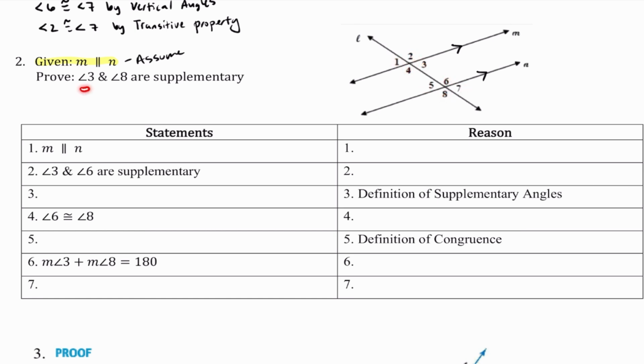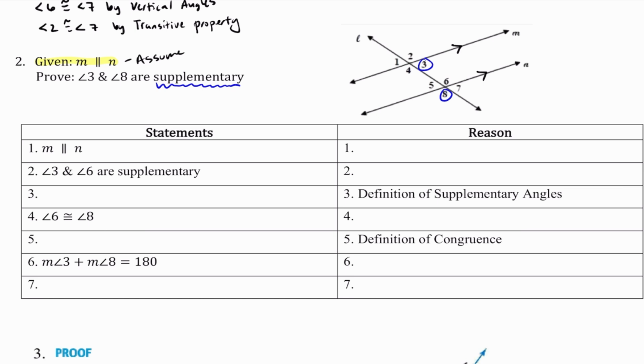Our goal is to prove that angle 3 and angle 8 are supplementary. I'm going to circle those two angles just to remind myself that I am trying to prove that those two angles are indeed supplementary. So here's angle 3, and here's angle 8. And the key word here is supplementary.